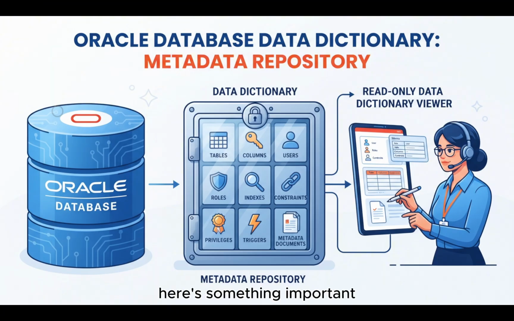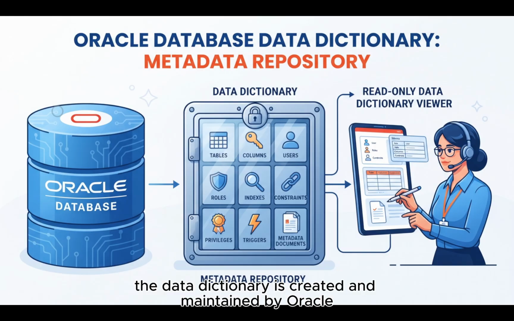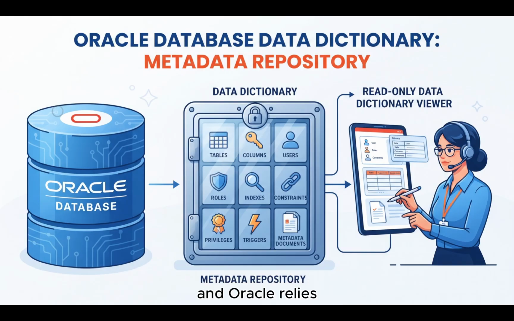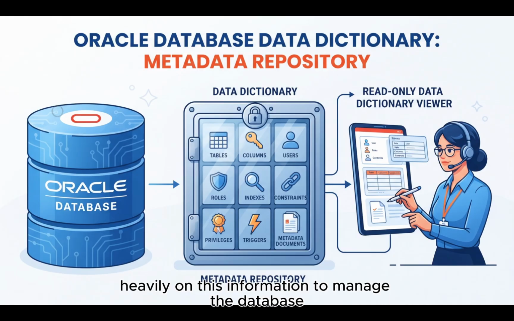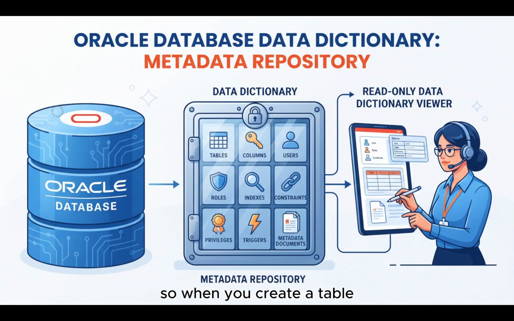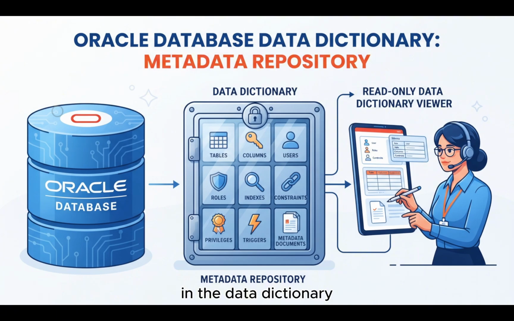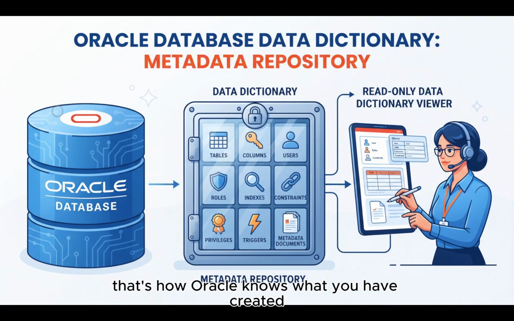Here's something important. The data dictionary is created and maintained by Oracle itself. It is fundamentally associated with the SYS schema, and Oracle relies heavily on this information to manage the database. So when you create a table, Oracle doesn't just create the table and walk away. It also records information about the table in the data dictionary. That's how Oracle knows what you have created.